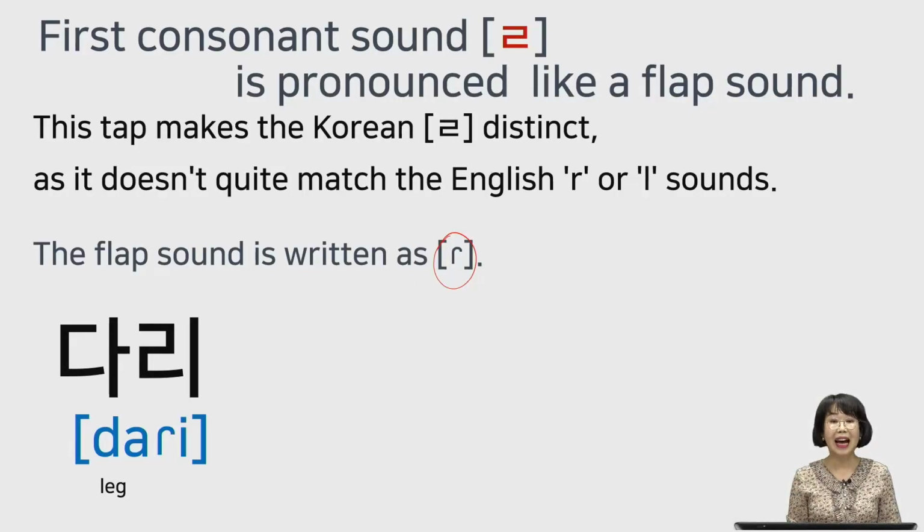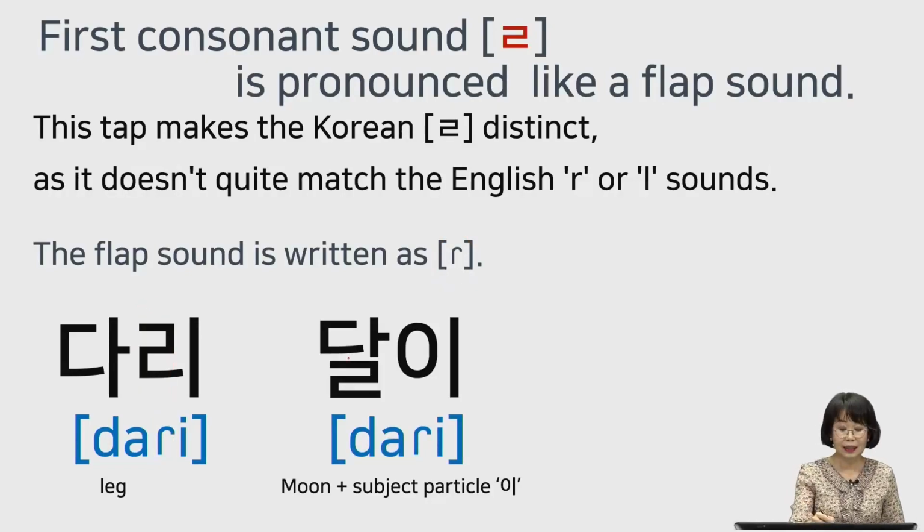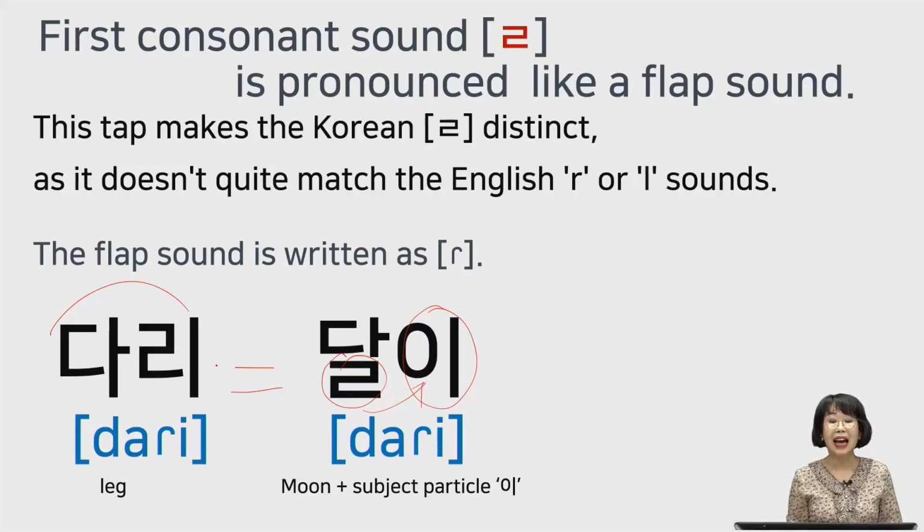다리, 다리. The first consonant, ㄹ, sounds like a flap sound. ㄹ moves to the next syllable, and the next syllable starts with a vowel. 연음법칙, the Korean liaison rule. 다리, 다리. Same pronunciation.